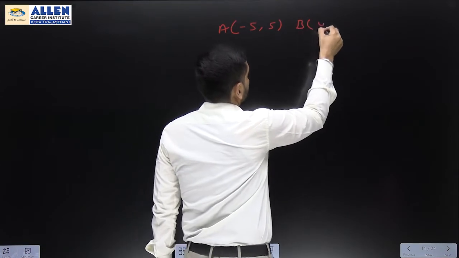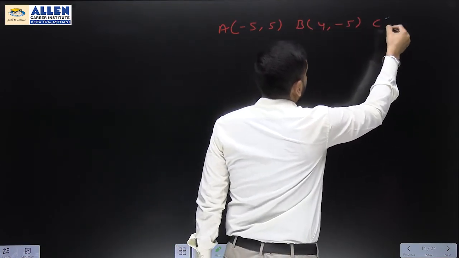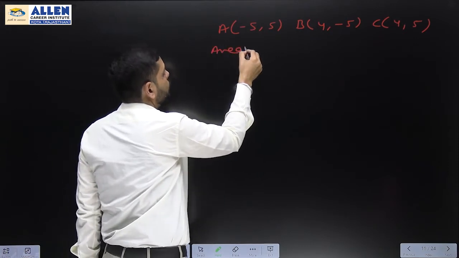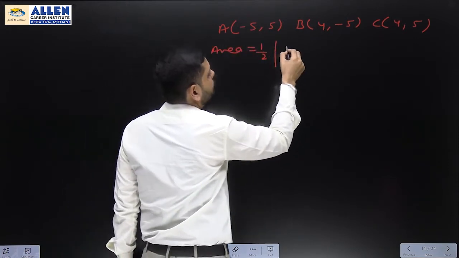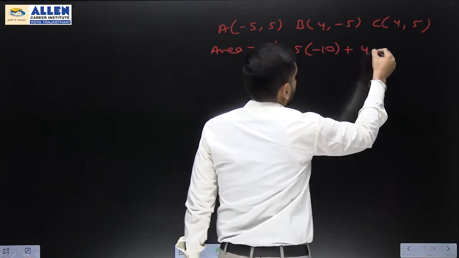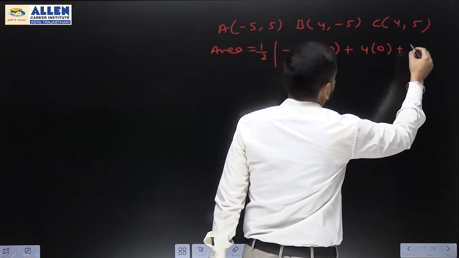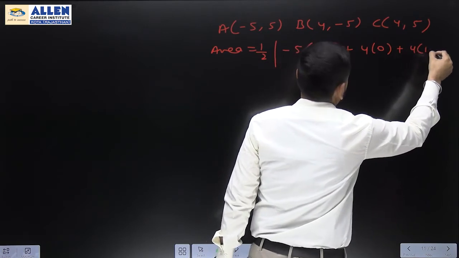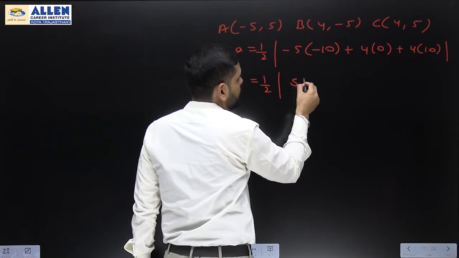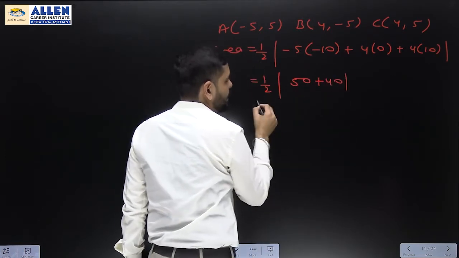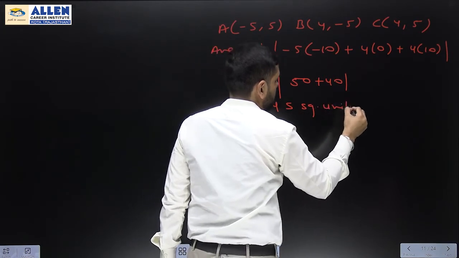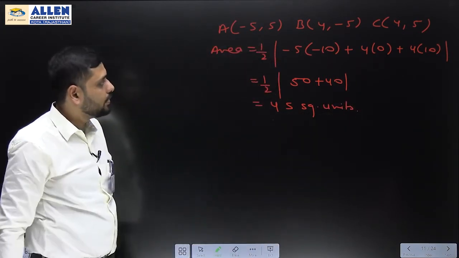So in this way we need to solve it by using the concept of area. We need to take the values correctly, otherwise we'll definitely get the wrong answer. Here we got 4 comma 0, and here we get 5 + 5, that is 10. Now we'll simplify it, we'll get half, plus 50 plus 40, that is plus 90. If we simplify it, we'll get 45 square units. This is the area of the triangle.